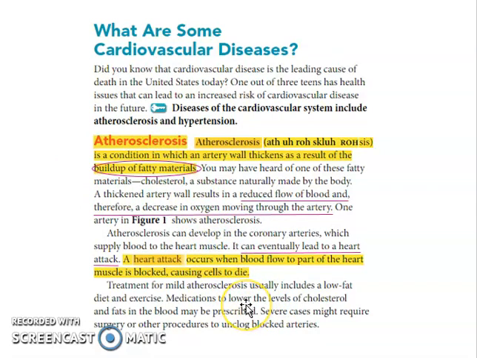Okay, there is a treatment. For mild atherosclerosis, usually it includes a low-fat diet and exercise. So that is very simple. By just consuming proper food or doing a healthy diet and having an active lifestyle, we could prevent that. Medication to lower the level of cholesterol and fats in blood is also applicable. So taking medicine is also good. It depends on your doctor's prescription. That's why visiting the doctor regularly is also a way of preventing atherosclerosis. Okay, so let's proceed to the next slide.